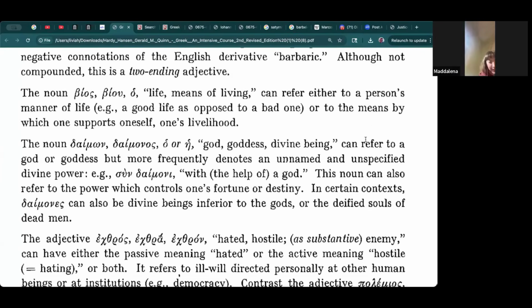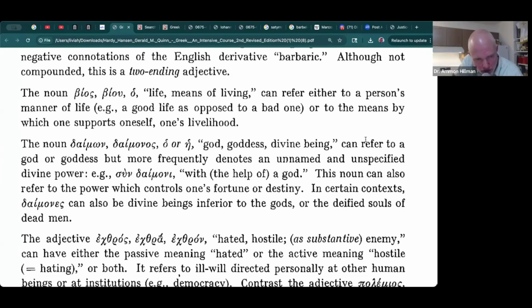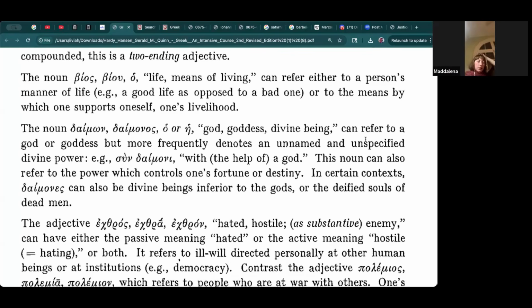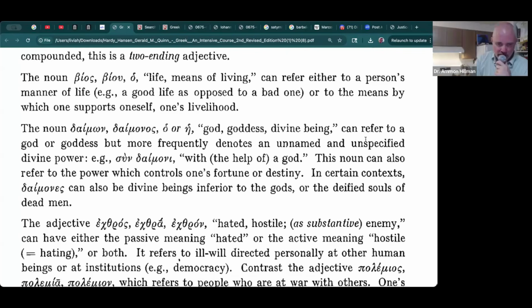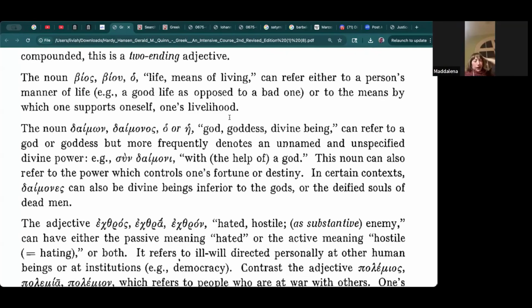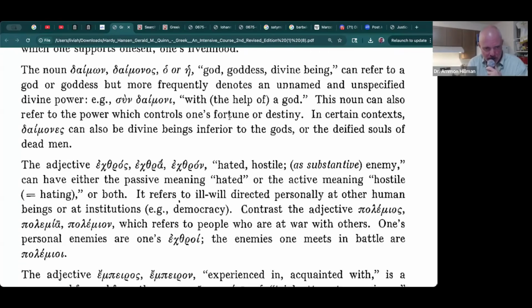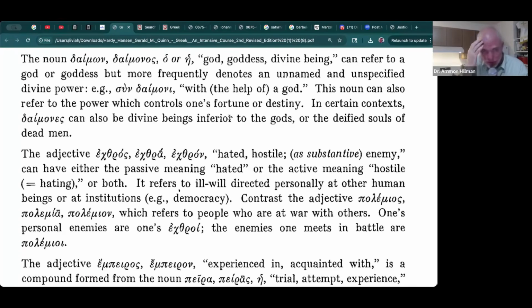The noun bios, life, means of living, can refer either to a person's manner of life. See, that's why it doesn't actually mean life like we think. What was his life like? I think that captures it. What was his life like in English? Like, what was his manner of living like, right? But look what they put. One's livelihood. So it's kind of sticky, a little bit sticky. Just translate it as life and see if you can make that stick.